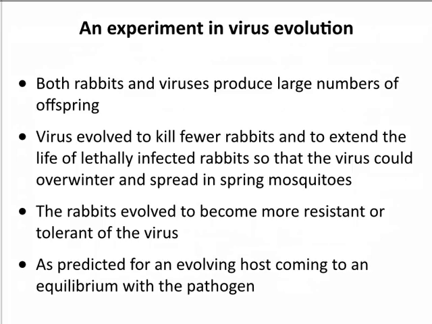So why did it fail? Because both the virus and the rabbits reproduce prodigiously. We know viruses do, I've already told you that, but rabbits in particular have a high offspring rate, and they do so very quickly. So the virus evolved to kill fewer rabbits. So this is, according to our theory, the virus would evolve to kill fewer rabbits so it could overwinter and spread in the spring. And this has been verified by studying these viruses. They were isolated from the field and inoculated into rabbits in the laboratory. And in fact, the viruses did evolve to lesser virulence.